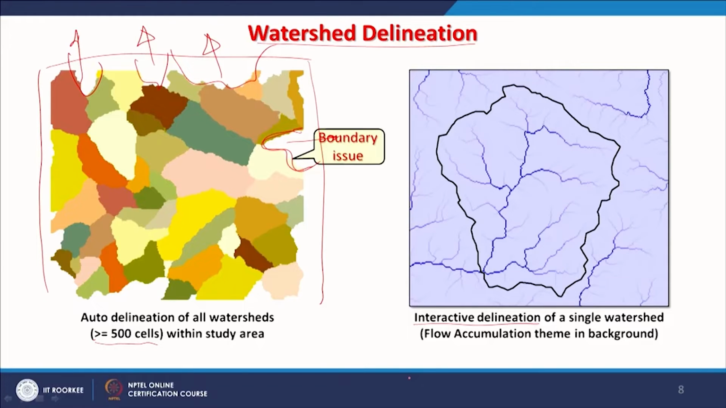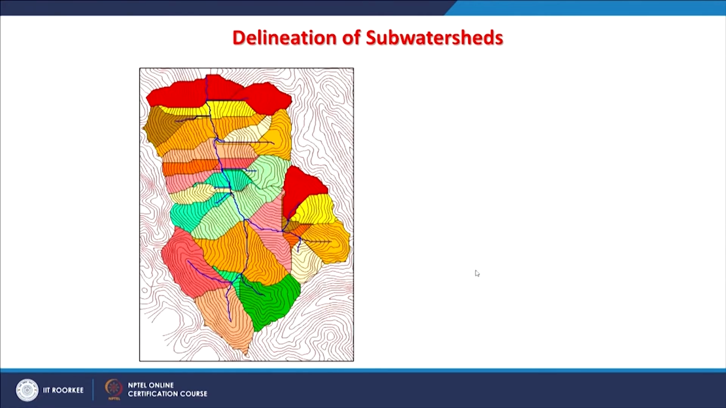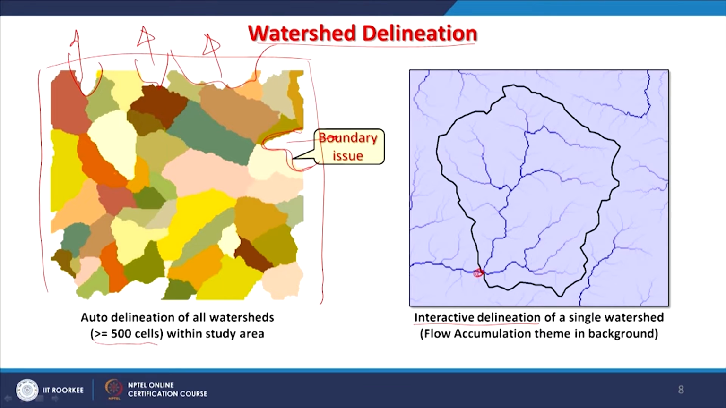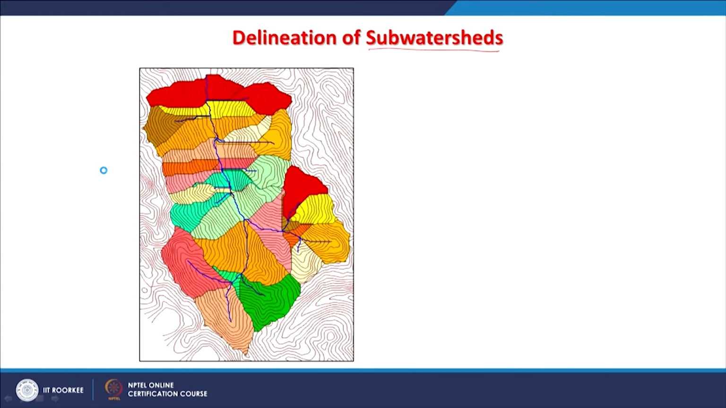Anyway, you can also delineate a watershed interactively, by choosing an outlet or pour point here. And of course, in the background is your flow accumulation, which is the basic theme required for delineation of a watershed. Now, delineation of sub watersheds can also be done. These can be considered sub watersheds, which are small, but if this is the outlet, these are the sub watersheds, and overall this is the watershed for the entire input area.